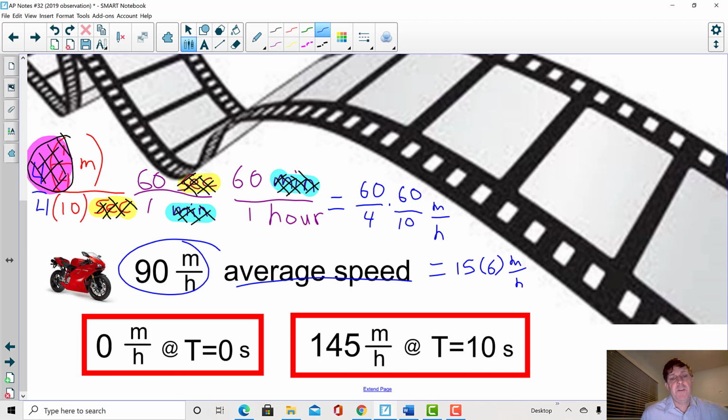Now your average speed is kind of like your secant slope. And today we're doing the mean value theorem. The mean value theorem says if your function is continuous on the closed interval and differentiable on the open interval, then there's at least one spot where the secant slope is equal to the tangent slope, somewhere inside of that interval. So our secant slope was 90 miles per hour. The tangent slope is kind of like an instantaneous rate of change or an instantaneous speed. So we're going to be able to use the mean value theorem to say that there's at least one time during that race where the motorcycle was going exactly 90 miles per hour.